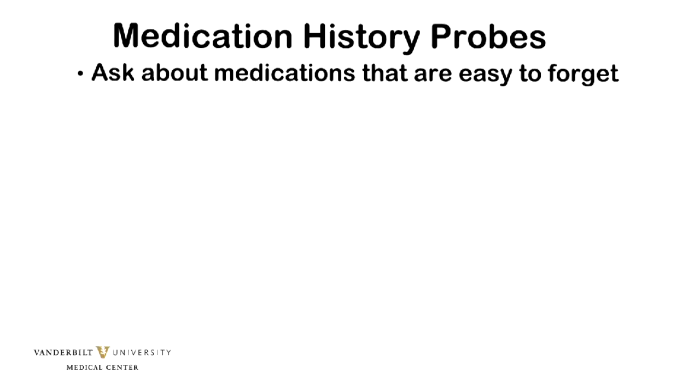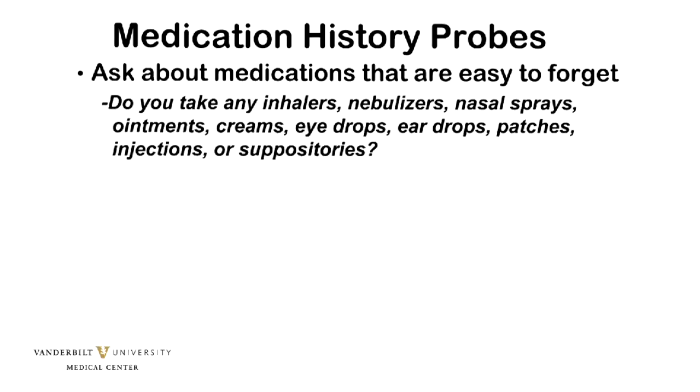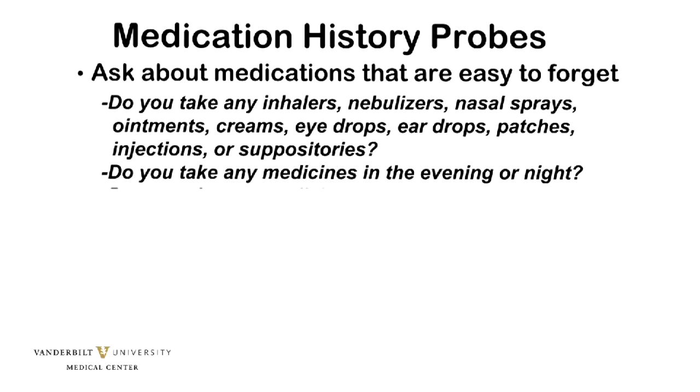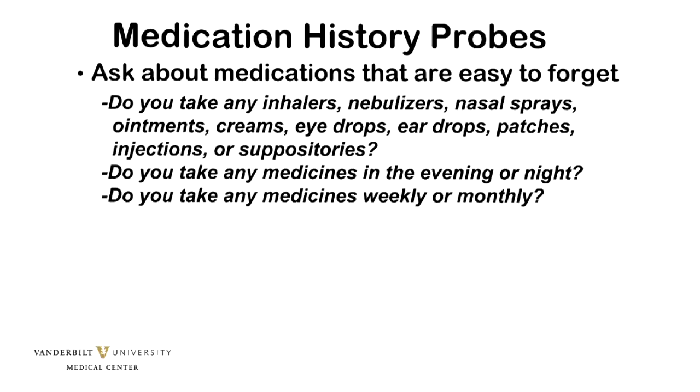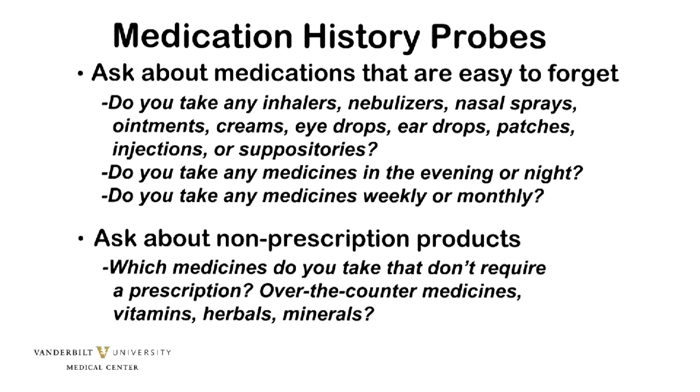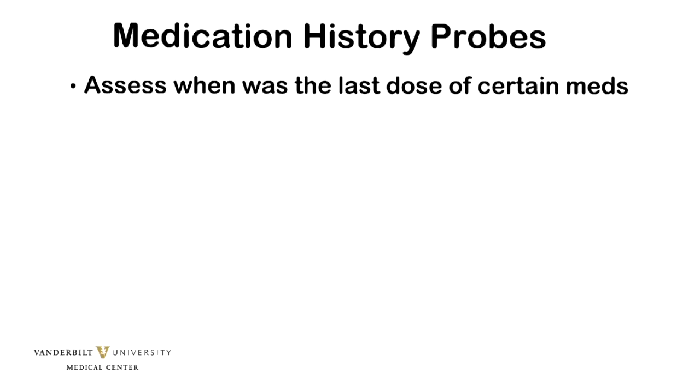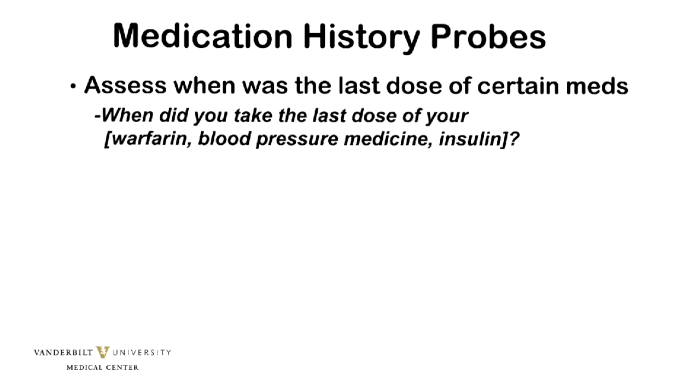Ask about medications that are easy to forget, including those that are not taken orally, are taken at night, or are used at longer intervals, such as weekly or monthly. Ask about non-prescription products as well, including vitamins. Assess when the patient last took a dose of certain medications, particularly those that have a narrow therapeutic window, like anticoagulants, or affect key physiologic parameters, like agents for blood pressure or diabetes.